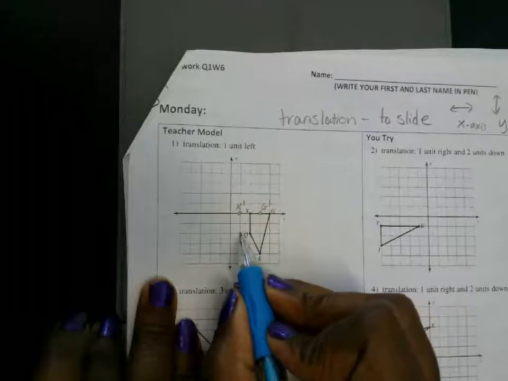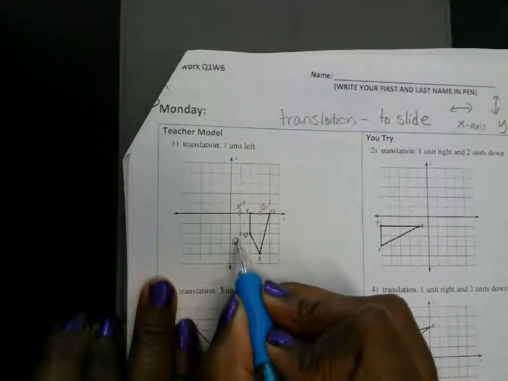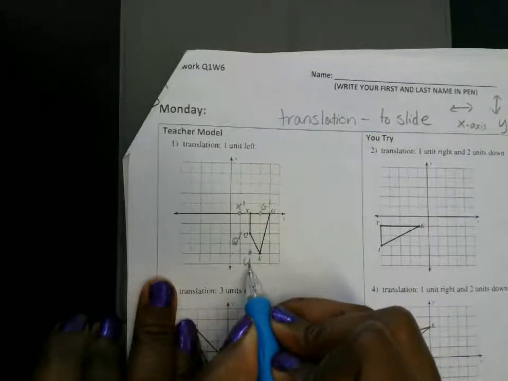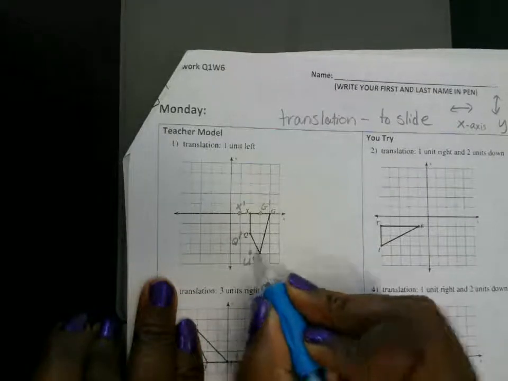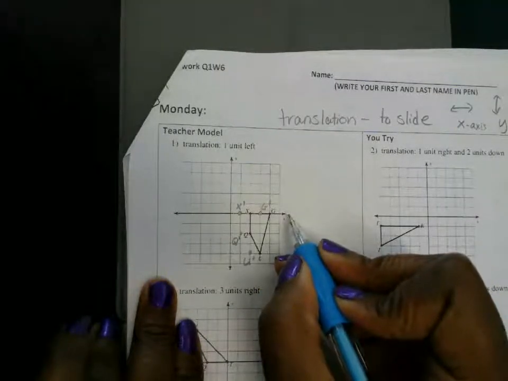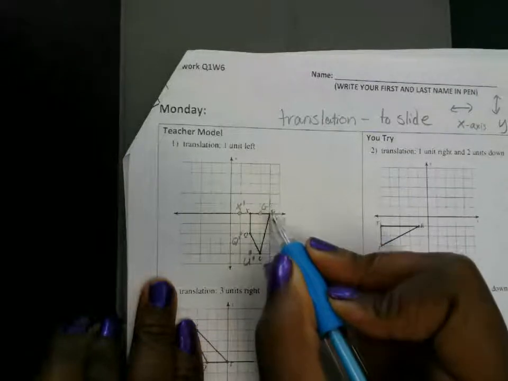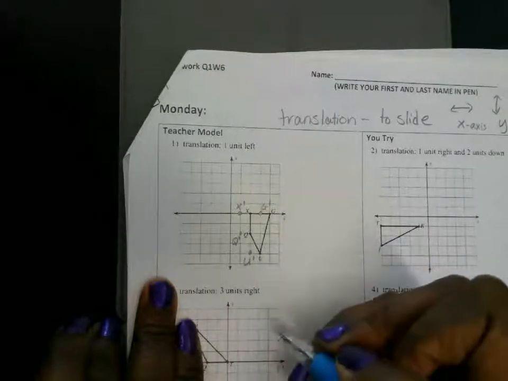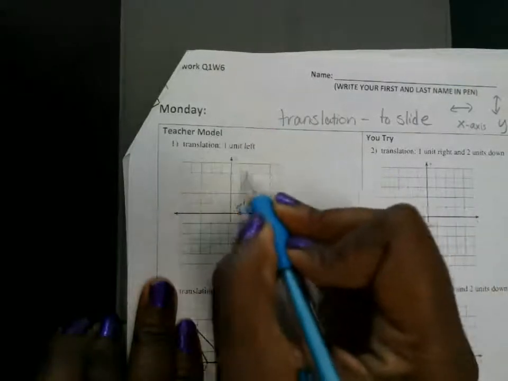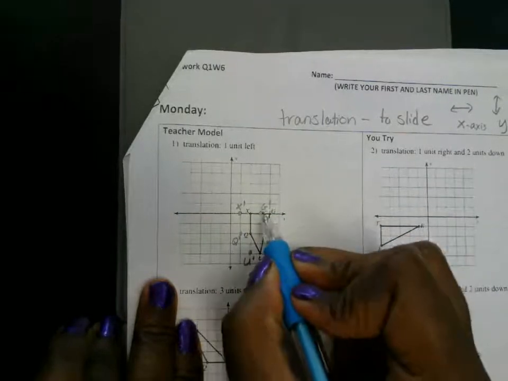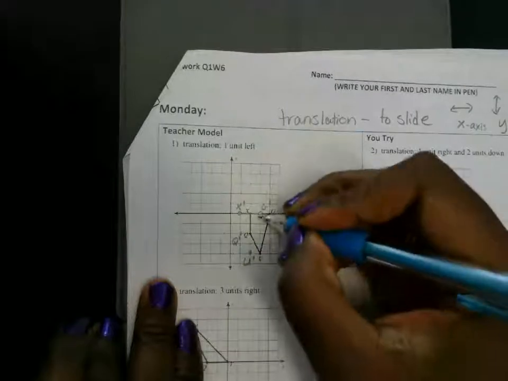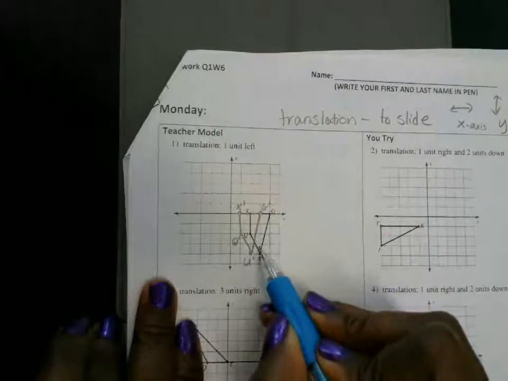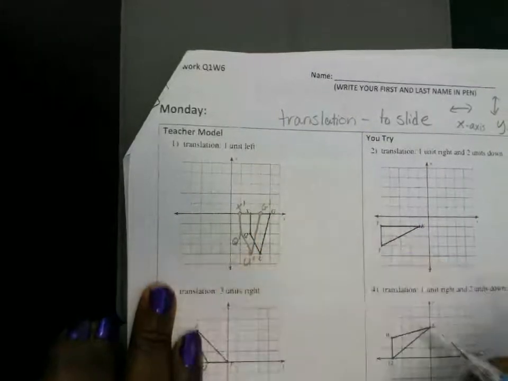Slide Q over 1 unit to the left. This is going to be Q prime. And slide U over 1 unit to the left. This is going to be U prime. Every time you move an ordered pair, you put a tick mark. If I made another translation, I would have 2 tick marks. But since I'm only making one translation to the left, it's 1 tick mark in the corner. So I'm going to connect my ordered pairs. And this is a translation. It just slid over 1 unit to the left.